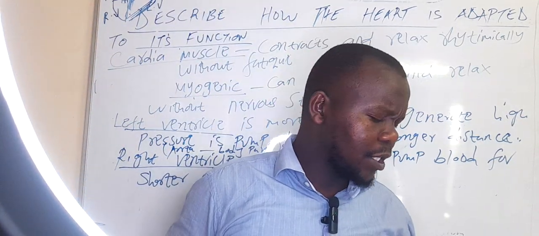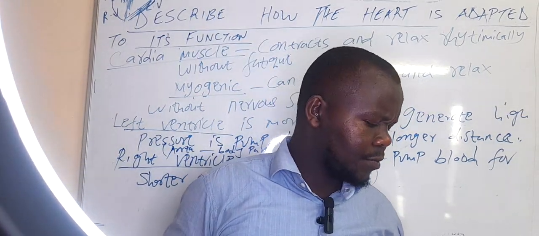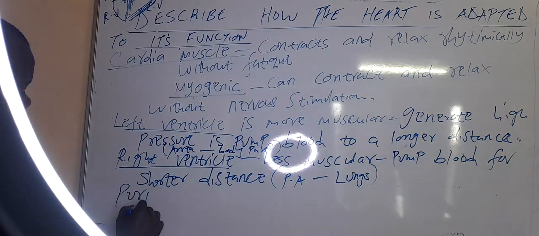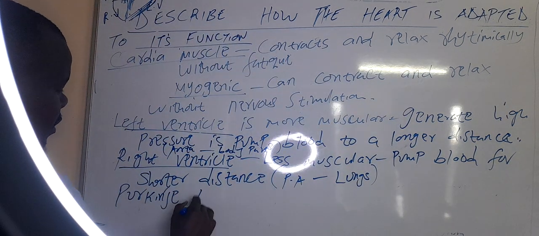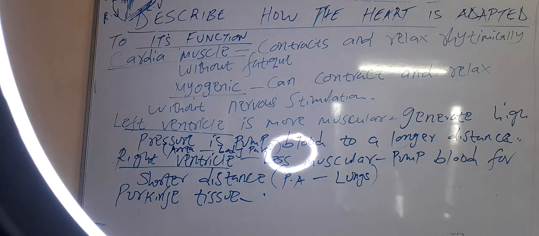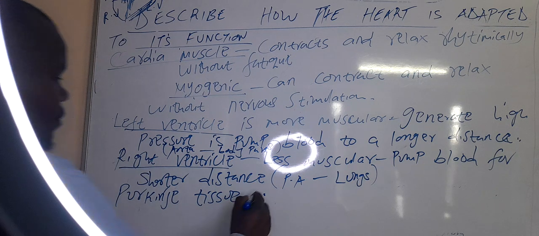Then from that point, we have the Purkinje tissues. We have the Purkinje what? We have the Purkinje tissues. What will be the role of these Purkinje tissues? It will be relaying waves from the atrioventricular node to the ventricular myocardium. We are saying it will be relaying what? Waves.